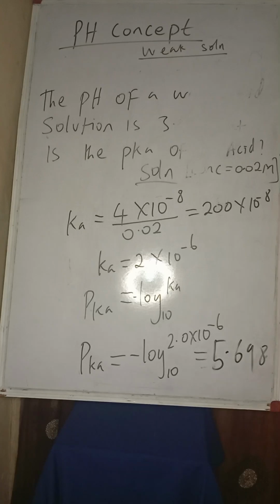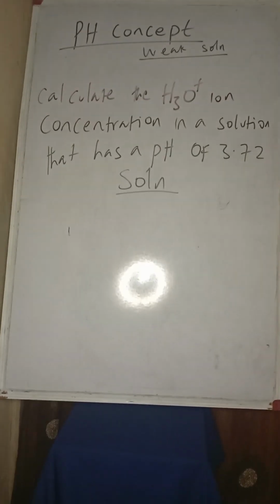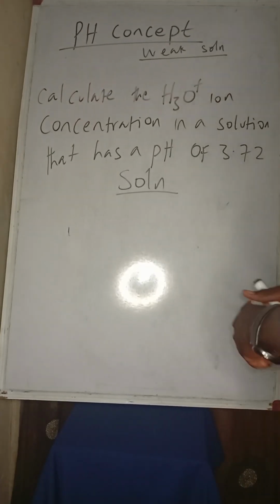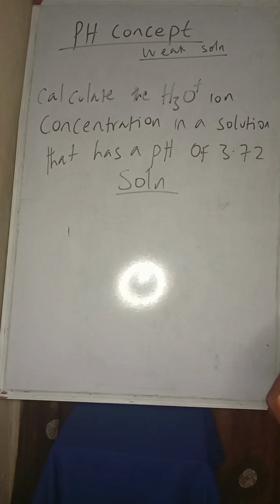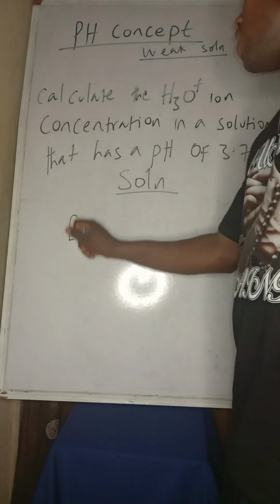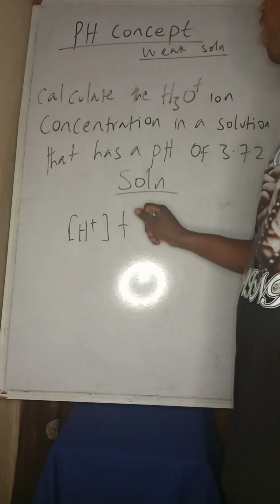You look at this one, it goes something like this. All right, another simple question which says: calculate the H3O+ ion concentration in a solution that has a pH of 3.72. Now, I would really like to say this: the H3O+, which is the hydronium ion concentration for a given solution, is the same as the amount of hydrogen ion, especially in water. So in water, it is expected that the hydrogen ion will pick up water to form hydronium ion. So calculating the hydrogen ion concentration is the same as calculating the hydronium ion concentration, the H3O+ ion concentration.